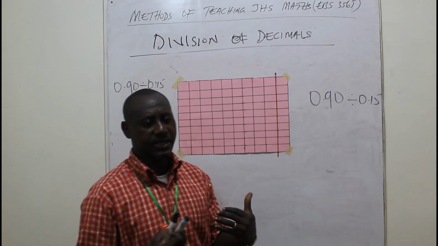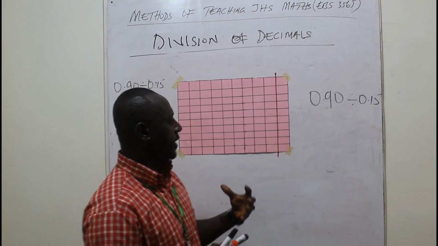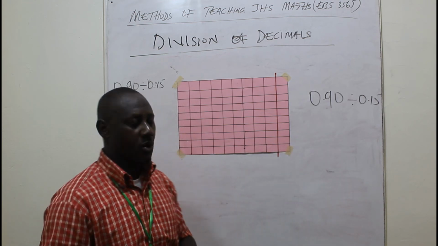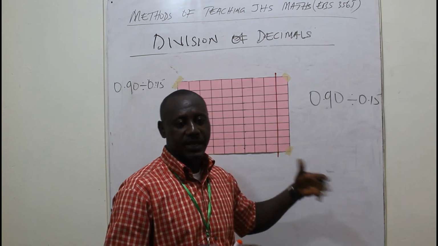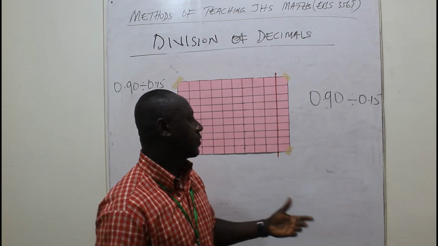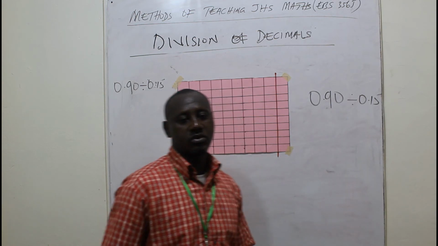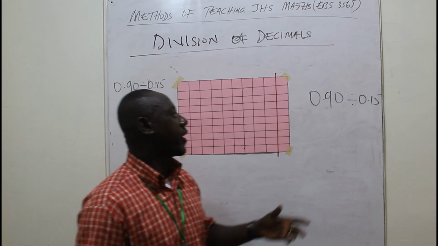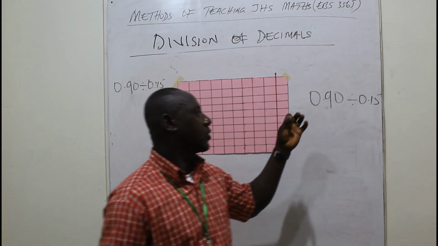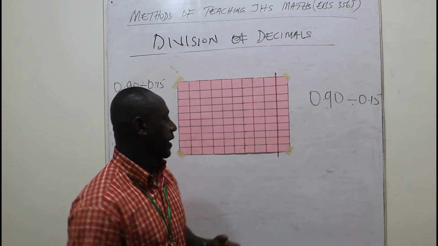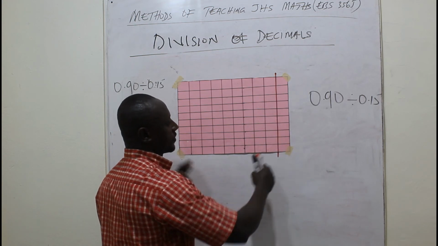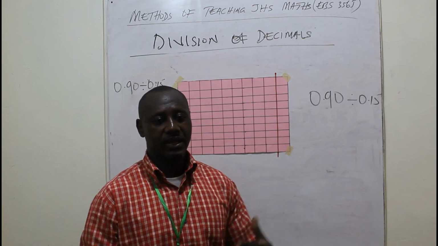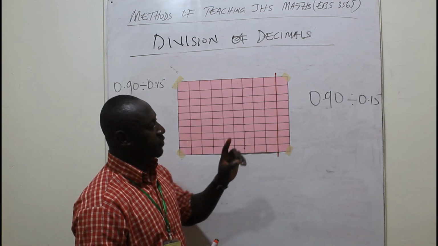So the interpretation is: how many 0.15s can we get in 0.9? Or how many 0.15s can be taken away? How many times will 0.15 go into 0.90? And so now that we have located our 0.90, we are looking at the number of times we can find 0.15 in this 0.90. But remember, this is 0.15.